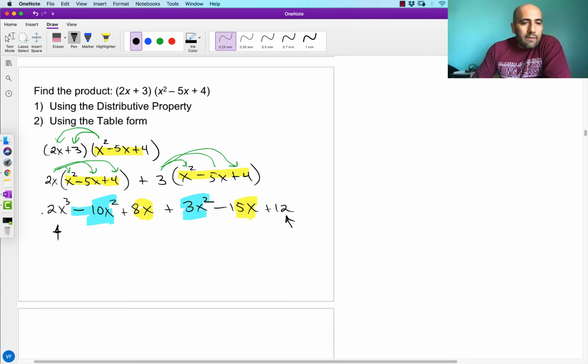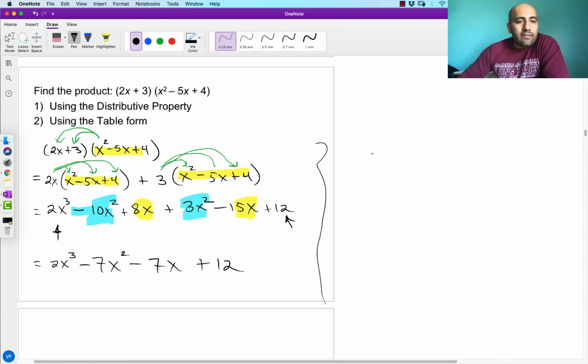Okay, so that means that we get 2x cubed, and then minus 10 plus 3, that's going to be minus 7x squared. And then positive 8 minus 15 gives you minus 7x plus 12. No more like terms, so that's as far as we can go.